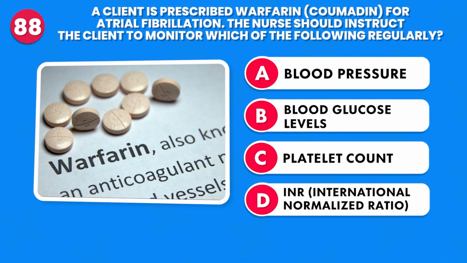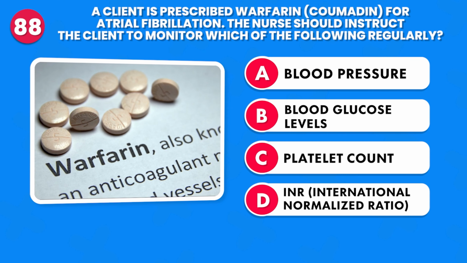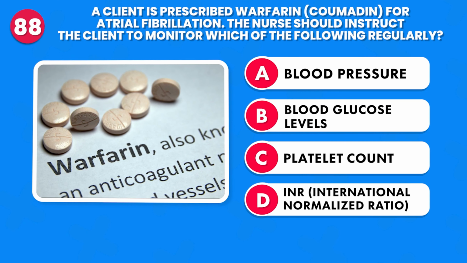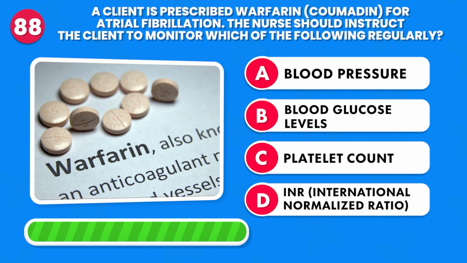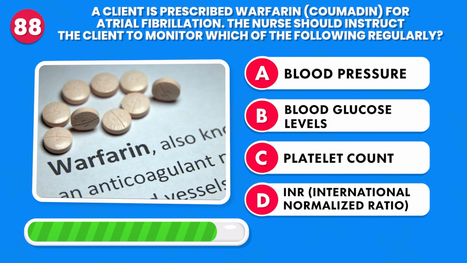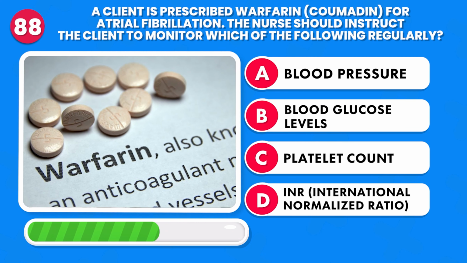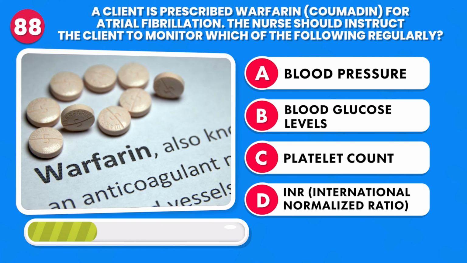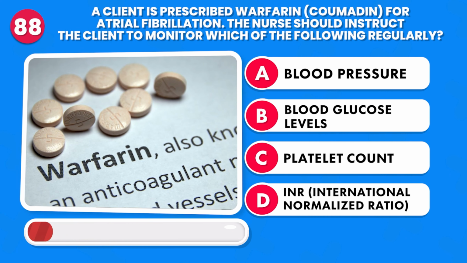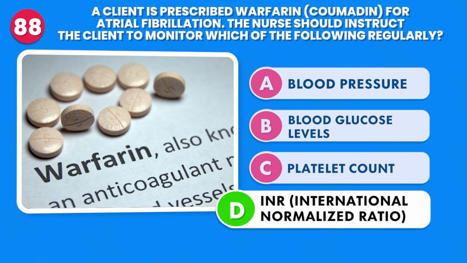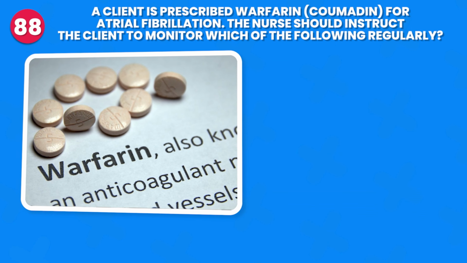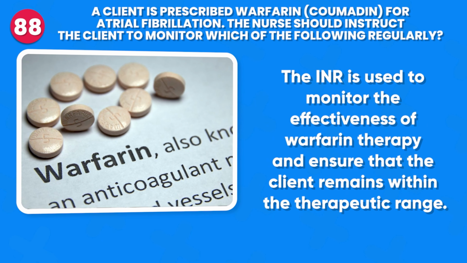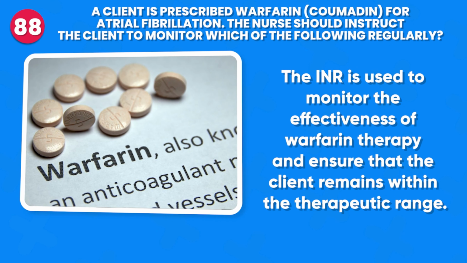A client is prescribed warfarin, Coumadin, for atrial fibrillation. The nurse should instruct the client to monitor which of the following regularly? A, blood pressure, B, blood glucose levels, C, platelet count, D, INR, international normalized ratio. It's D, INR. The INR is used to monitor the effectiveness of warfarin therapy and ensure that the client remains within the therapeutic range.